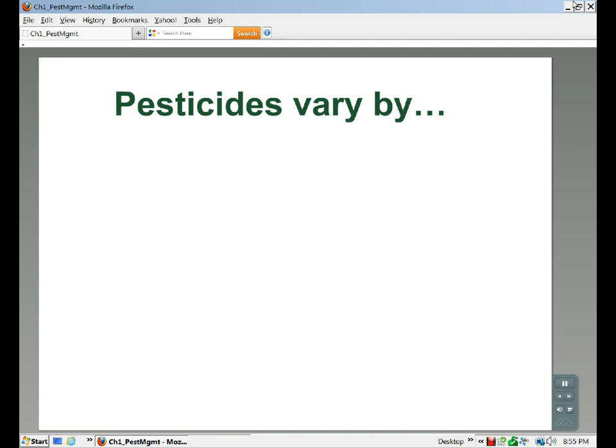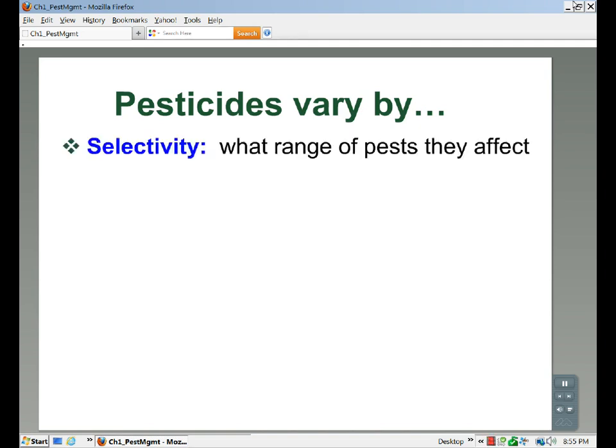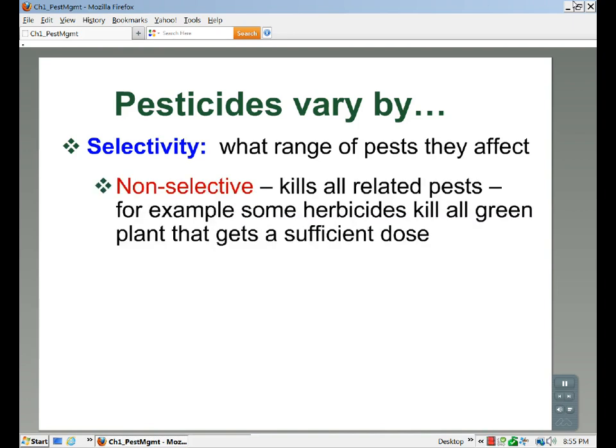Pesticides also vary in their selectivity, or how many different pest species they target. Some affect all related organisms equally and are called non-selective. A good example is glyphosate, the active ingredient in Roundup Original. Glyphosate is non-selective when applied to green plants. Any green plant that gets a sufficient dose will die, whether it's a broadleaf or a grass plant.